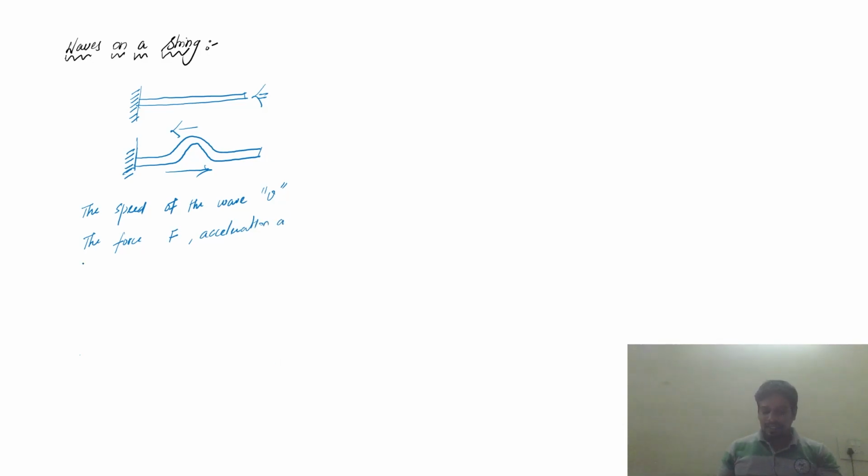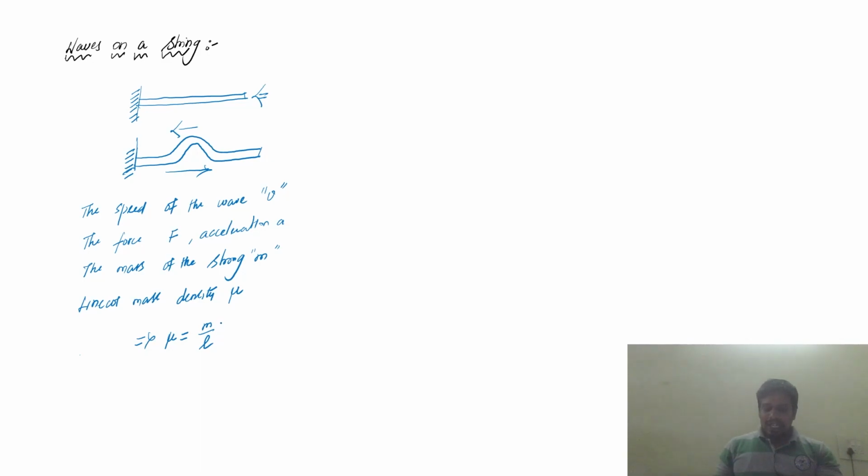The mass of the string, we can take as small m. Then the string has a linear mass density, which we can call mu. In general, the linear mass density mu is defined as the mass of the string divided by the length. Maybe if you take a small length, the mass will be smaller.